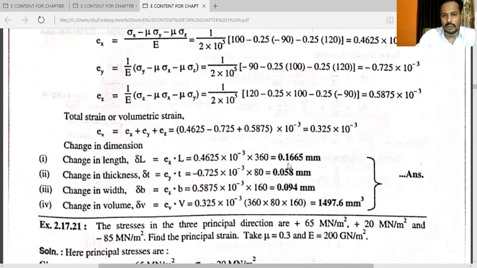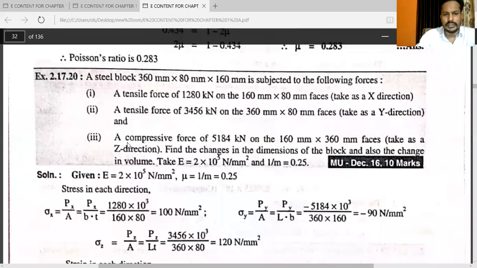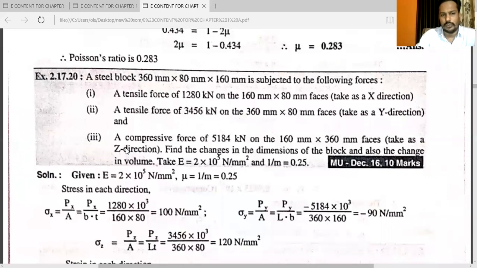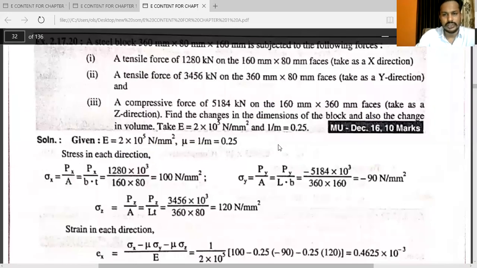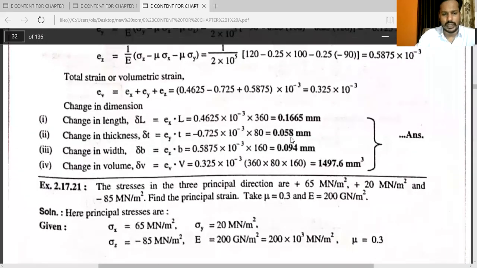You will get change in length equal to 0.1665 mm, delta T equal to 0.058 mm, change in width delta B equal to 0.094 mm, and change in volume delta V equal to 1497.6 mm cube. Please keep in mind the compressive force in this formula. The third point is in the y direction and the second point is in the z direction, then you will get the right answer. There is a minor correction; please make that correction and solve the problem according to the formula.